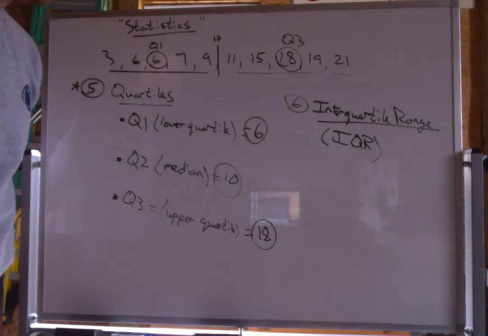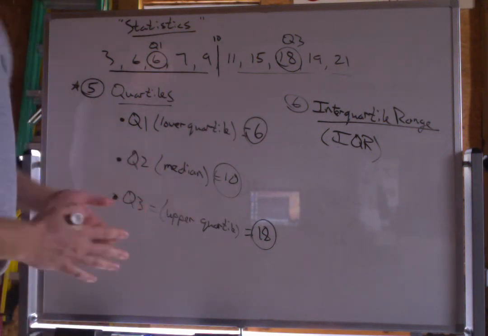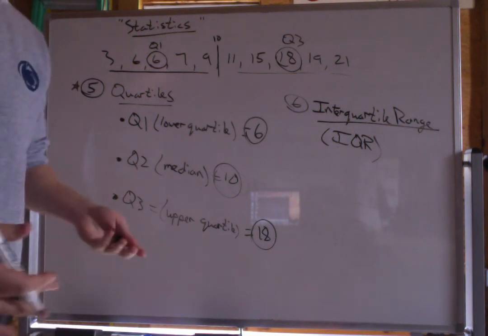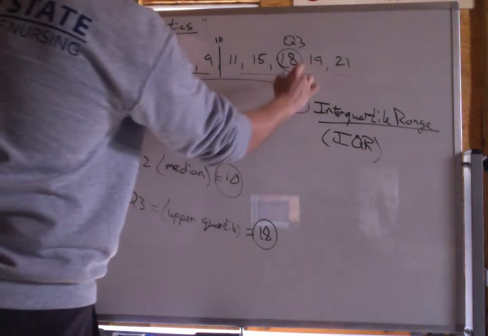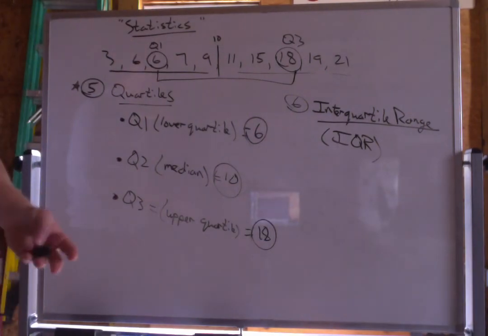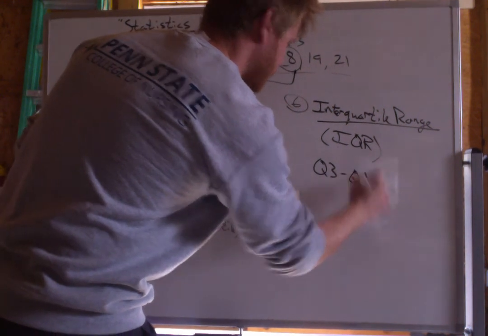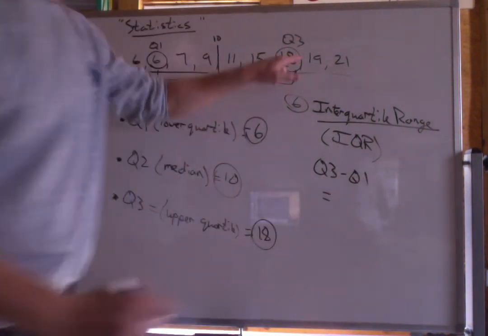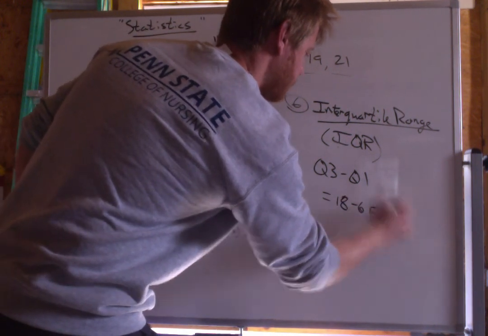But anyway, the interquartile range is exactly the same calculation as the overall range. I'm just subtracting 2 different numbers. I'm just calculating the spread among the quartiles. So it's Q3 minus Q1, and that ends up being 18 minus 6, which is 12. All right, so there we go.